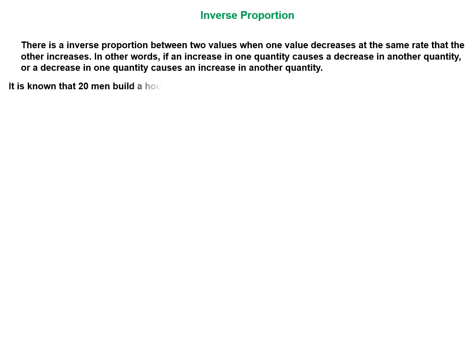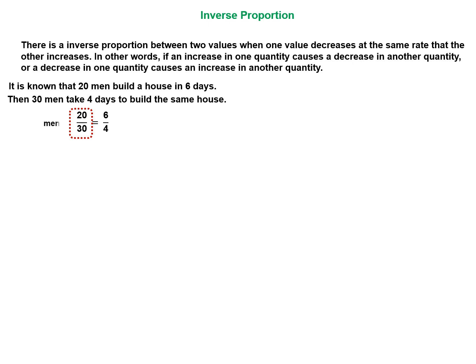Let's see the examples. It's known that 20 men build a house in 6 days. Then 30 men take 4 days to build the same house. More men, less days. Increasing the number of men means decreasing the number of days. The number of men is inversely proportional to the number of days.